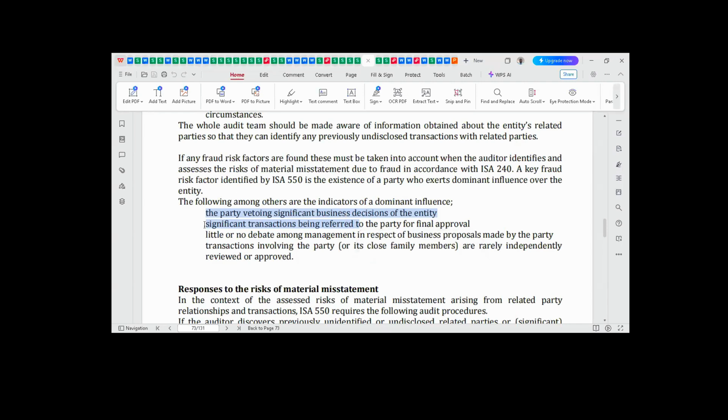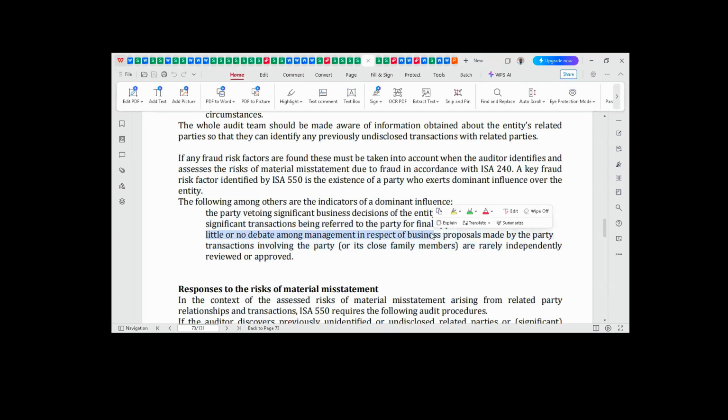All right. Then significant transactions being referred to the party for final approval. So if, for all this expansion, only one person approves it, that means the person has significant influence on that organization. Another indicator: little or no debate among management in respect of business proposals made by the party.